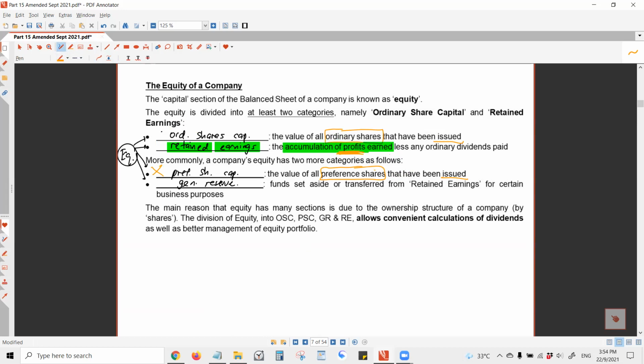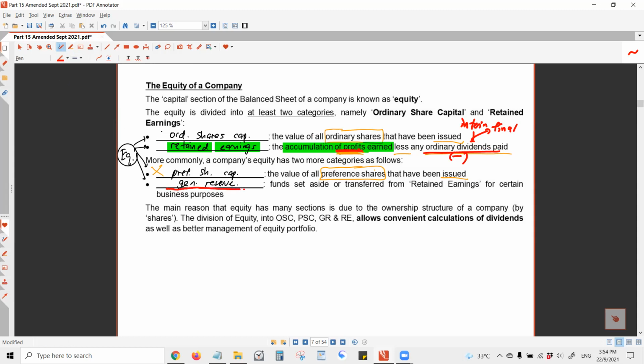Minus less, you can see the word less, any ordinary dividends paid. Ordinary dividends means dividends paid to the ordinary shareholders. So this line is important. It tells you that when you see profit for the year, you plus it into retained earning. When you see dividends paid to ordinary shareholders, which are the interim and final dividend, you minus it from here. Okay, minus from the retained earning.